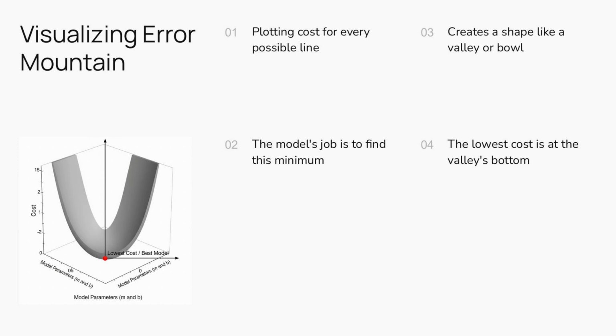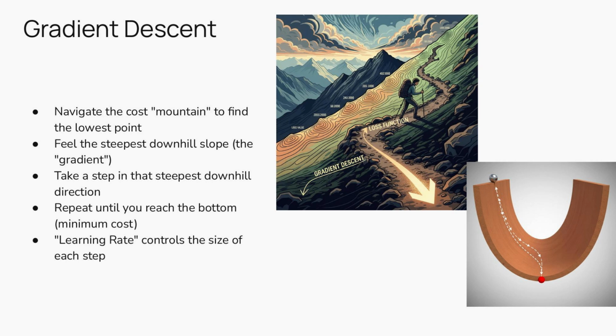So, what does this cost look like? If we could magically try every possible line, every combination of slope and intercept, and plot the cost for each one, we would get a shape like this. A smooth valley. The high points on the rim of the valley are lines that are a terrible fit. And the single lowest point at the very bottom of the valley represents the one line that has the lowest possible error. This is our best fit model. The entire game of training a model is just finding the bottom of this valley. So, how do we find the bottom?